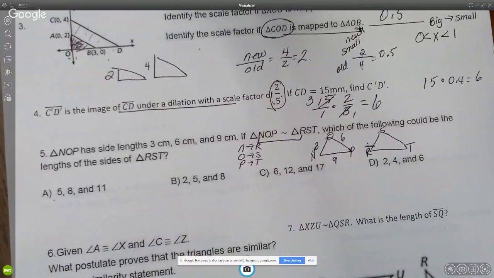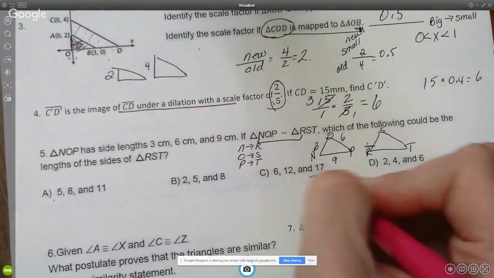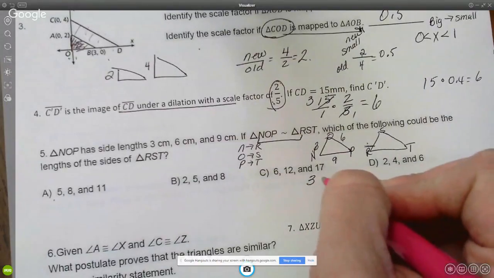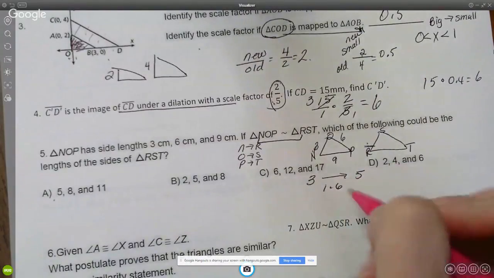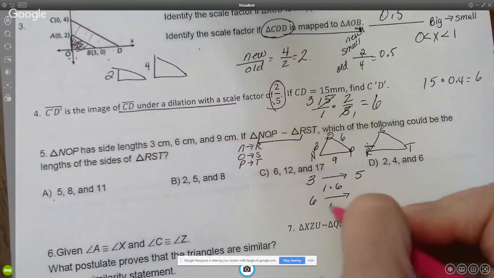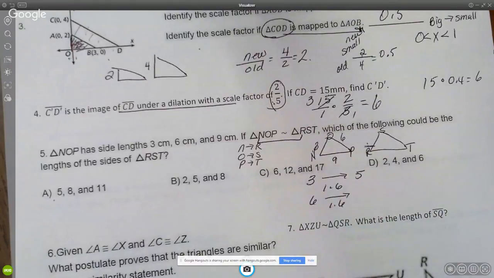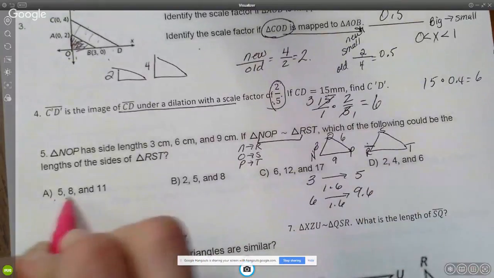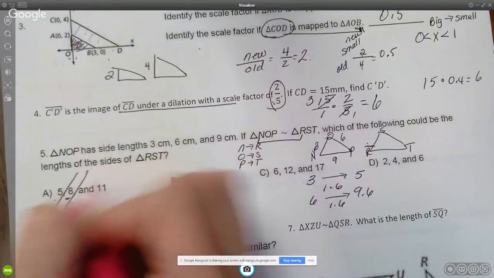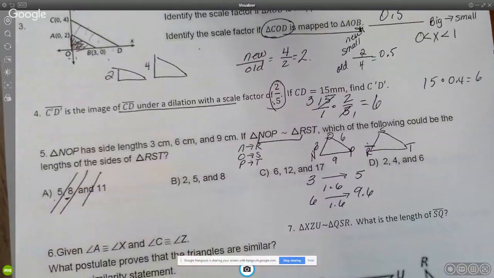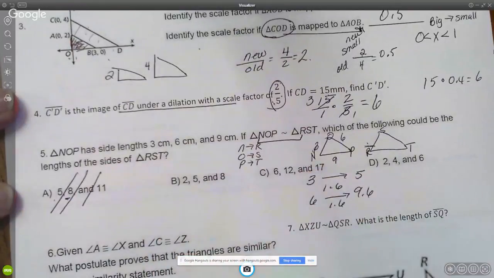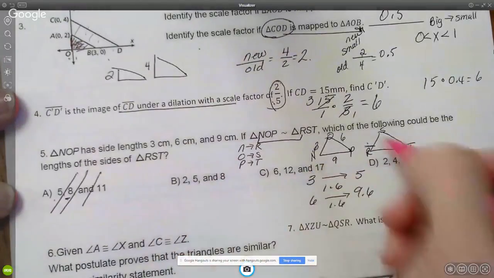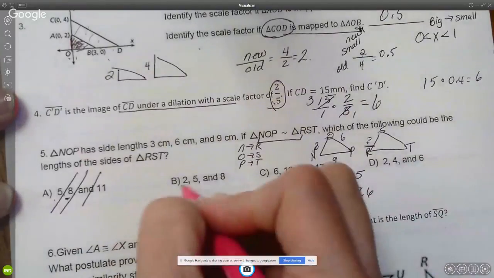5 divided by 3 is 1.6. So in order for me to go from 3 to 5, I'd have to multiply by 1.6. So then what if I take 6 and I multiply it by 1.6? I get 9.6. So because I don't get 8, I know I'm going to eliminate choice A. For me to go from 3 to 2, let's see, I get smaller. So my scale factor would be 2/3.